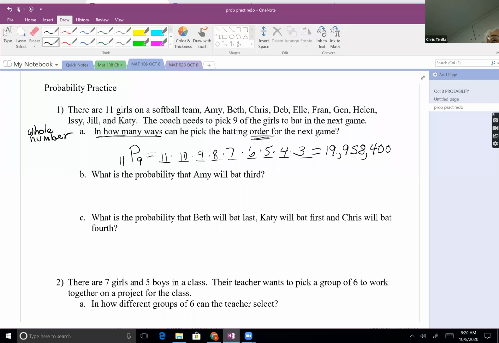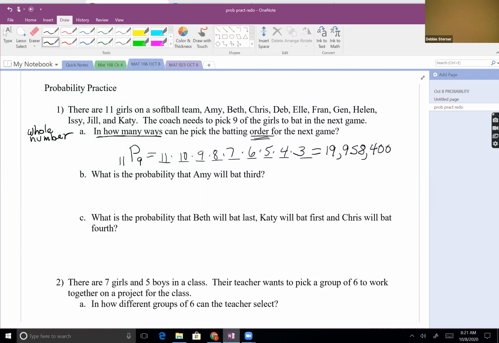Okay, a silly aside, I made up this question because my kids played Little League for way too many years. My standing joke is, of those 20 million different batting orders, none of them will ever make all of the parents happy. So, all right.